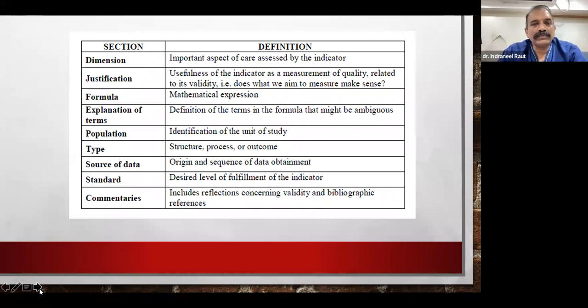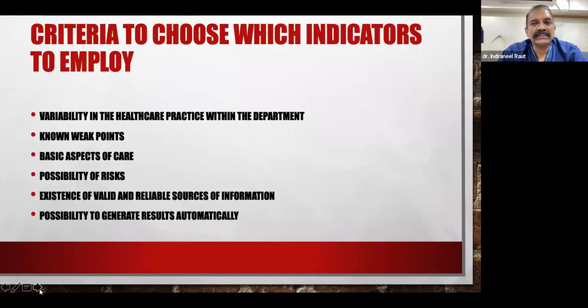Next slide. You can have some criteria to choose which indicators to employ. There should be the basic aspects of care. Suppose central line-related bloodstream infection: what steps can go wrong, and that's how you can form a bundle and then see whether the bundle is being followed. Then the possibility of risk, and the existence of valid and reliable sources of information.